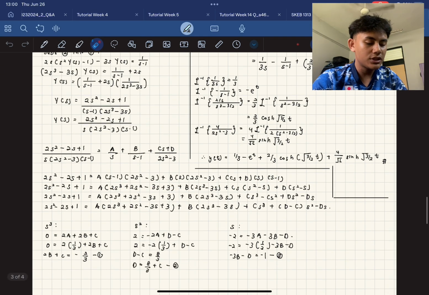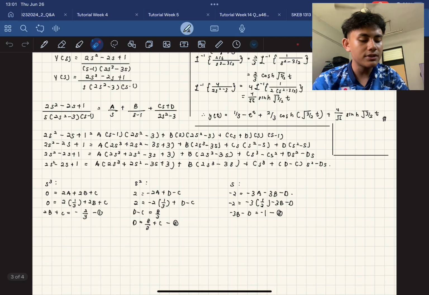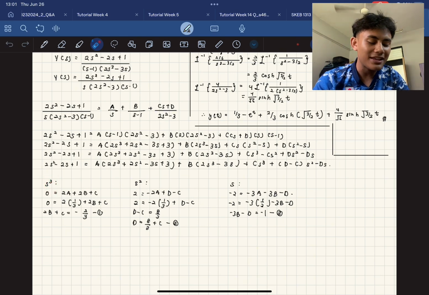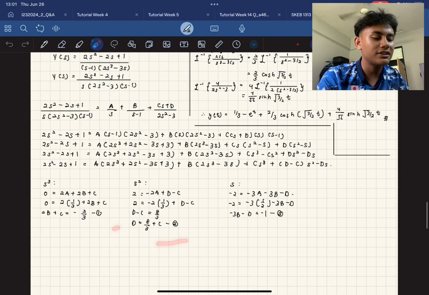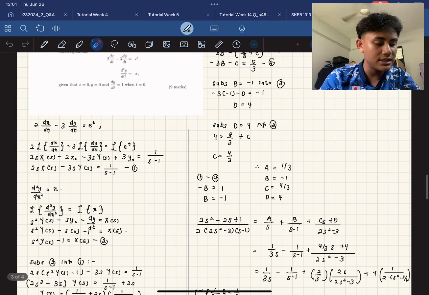In this equation, you have to expand everything, so you will get this long equation right here. In this long equation, you have to use the comparison method, and compare the s^3, s^2, and s. After you compare the values of s^3, s^2, and s^1, you will get the three equations below here. So you have to substitute the second equation into the third equation, and so on, until you get the values of A, B, C, and D.